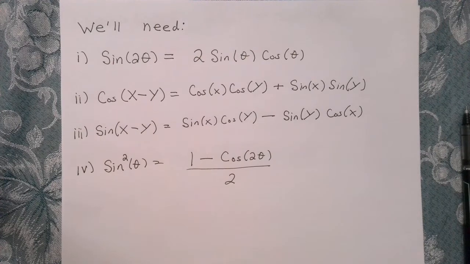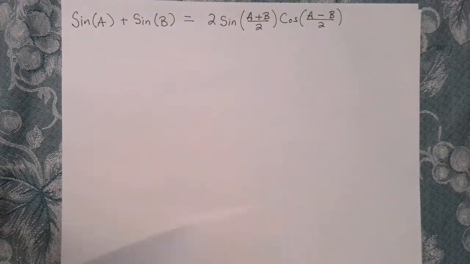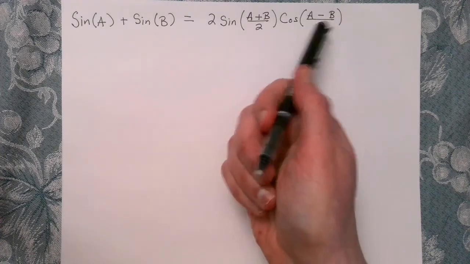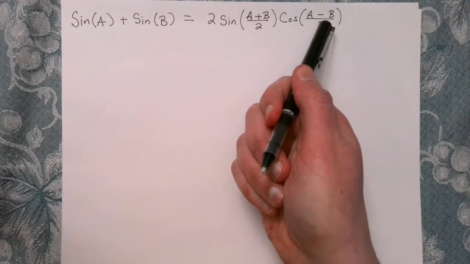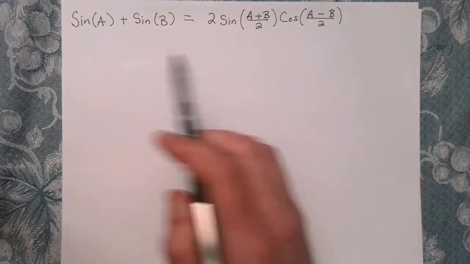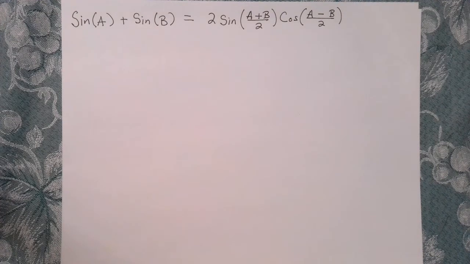Alright, so let's go ahead and check out this problem. It's quite a cool one. Today we want to prove sine of a plus sine of b is equal to 2 times the sine of a plus b over 2 times the cosine of a minus b over 2. It almost looks like the double angle formula for sine, but that minus right there ruins it, right? So how do we deal with this? How do we show that these are equal?